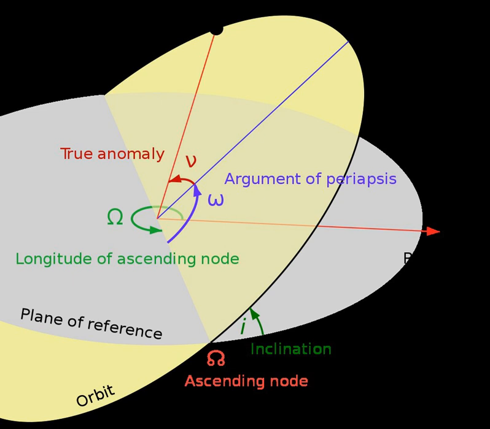The remaining two elements are as follows. Argument of periapsis, ω, defines the orientation of the ellipse in the orbital plane, as an angle measured from the ascending node to the periapsis, the closest point the satellite object comes to the primary object around which it orbits, the blue angle ω in the diagram.